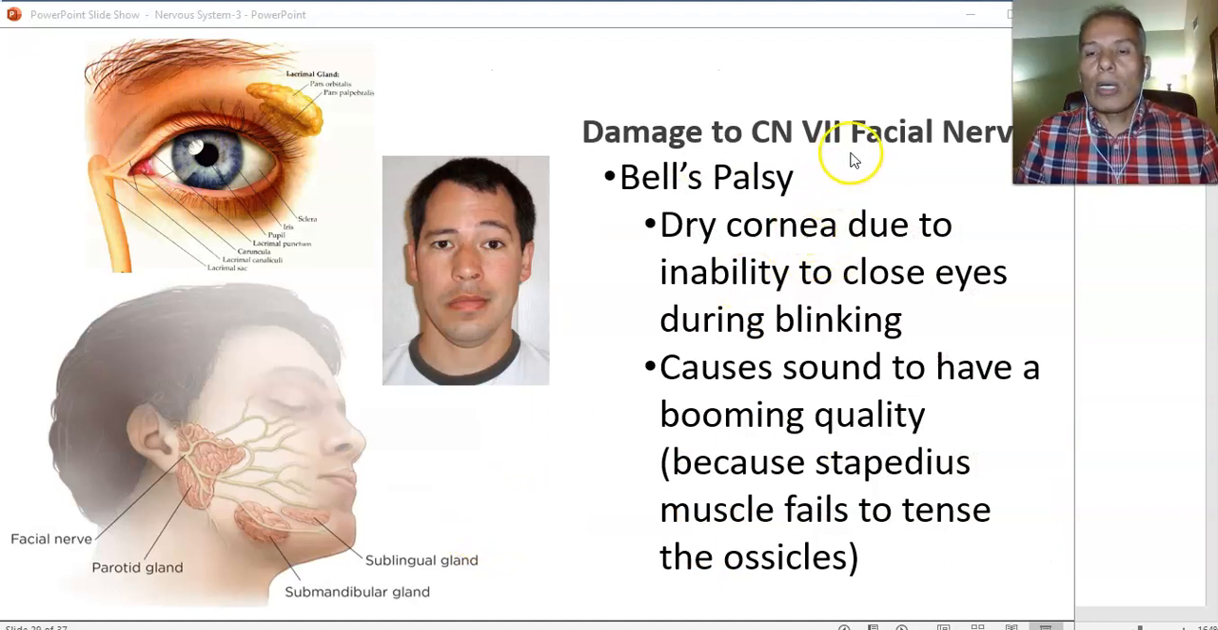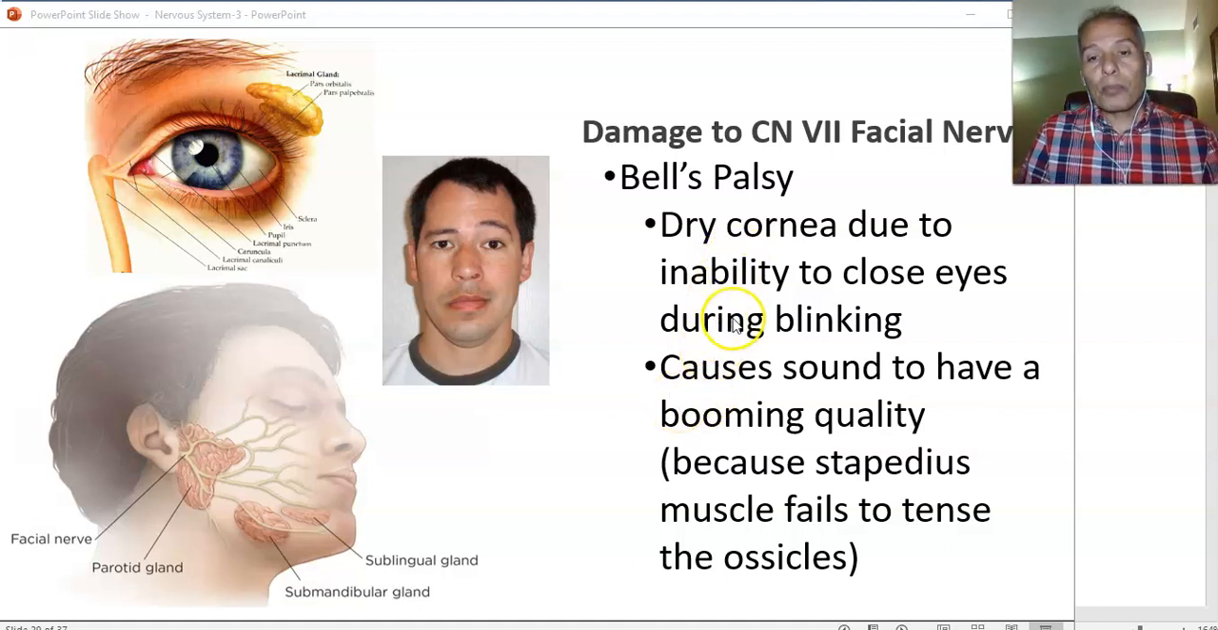So damage to the facial nerve produces Bell's palsy, as that is one of the biggest problems. With Bell's palsy, the lacrimal glands that give you tears will not be active. The eyes will be dry. There is an inability to close the eyelids, because that nerve controls eyelid movement. It causes sound to have a booming quality because the stapedius muscle fails to tense the ossicles. You remember, it gives you the acoustic reflex.